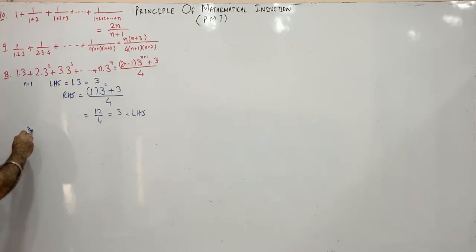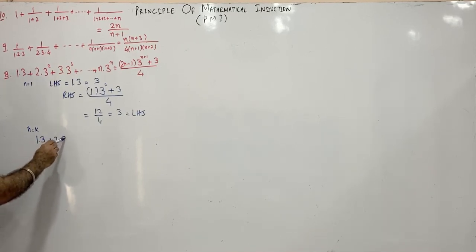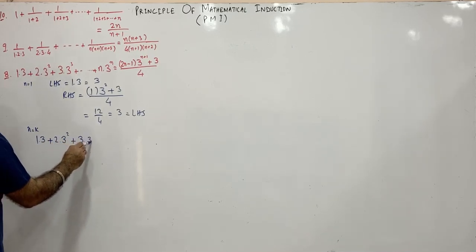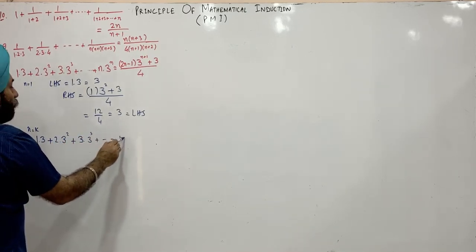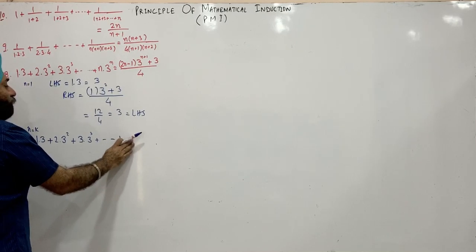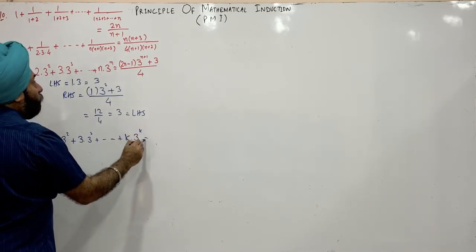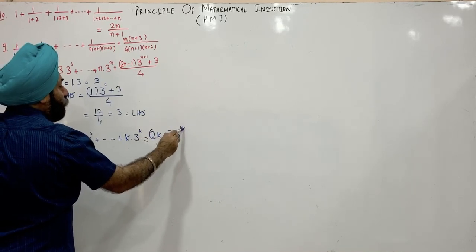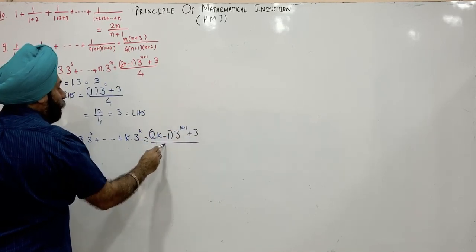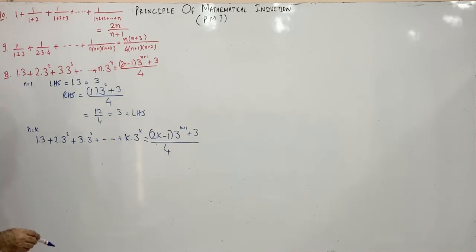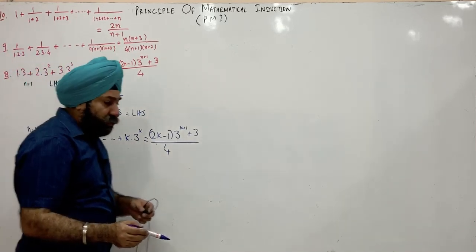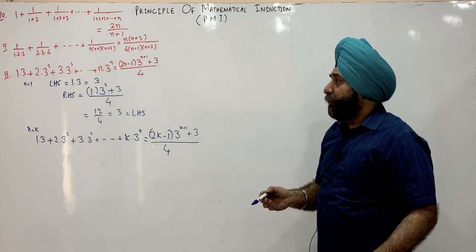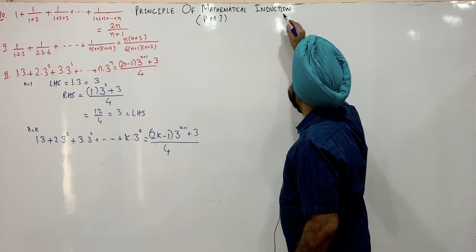Second step, we assume the result true for n is equal to k, that is, we assume 1 into 3 plus 2 into 3 square plus 3 into 3 cube and so on up to k into 3 raised per k. This is 2k minus 1, 3 raised per k plus 1 plus 3 whole divided by 4. The next step, now we have to prove the result true for n is equal to k plus 1.